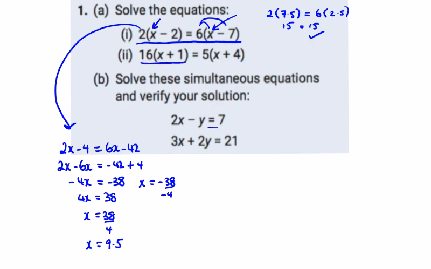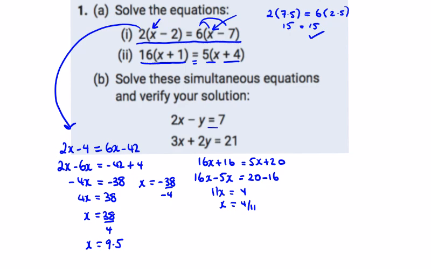Second one, 16x plus 16 will be equal to 5x plus 20. So bringing the 5x across, you could skip one step. You could write 16x minus 5x, or you could just write 11x. Maybe until you get absolutely brilliant at them, write all stages. We're bringing the 16 across, so we're going to get 11x is equal to 4. So x is equal to 4 over 11.